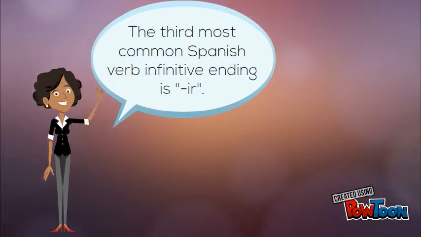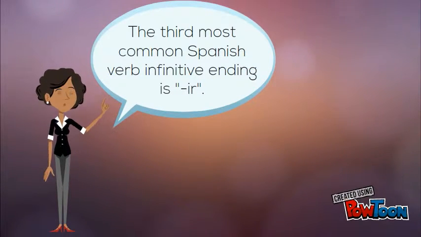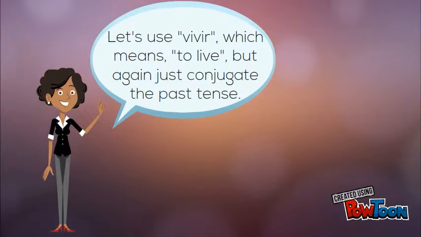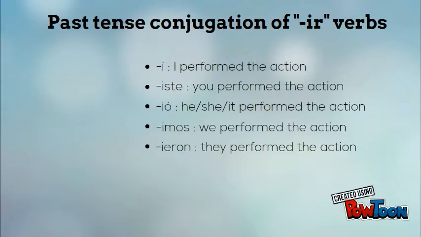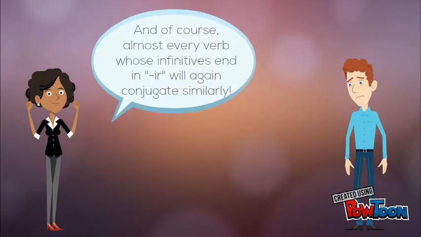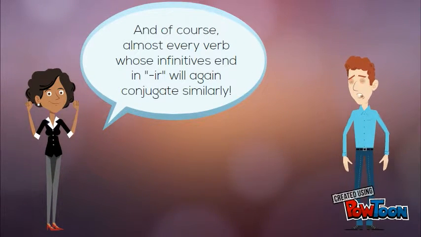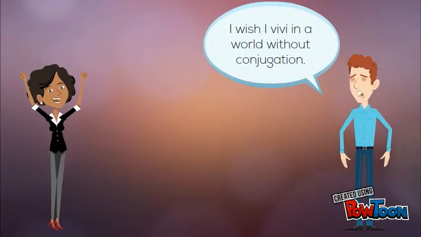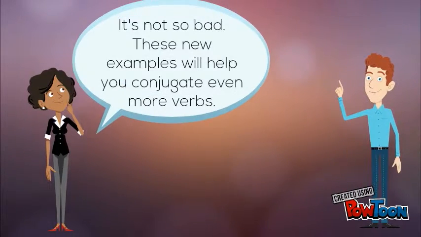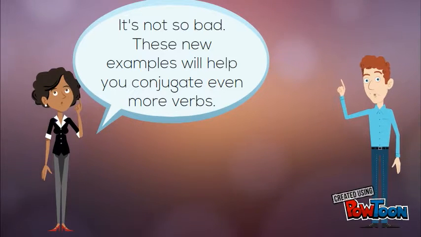The third most common Spanish verb ending is ir. Let's use vivir, which means to live, but conjugate again in the past tense. í, I perform the action, iste, you perform the action, ió, he, she, it performs the action, imos, we perform the action, and ieron, they perform the action. And of course, almost every verb whose infinitive ends in ir will conjugate similarly.